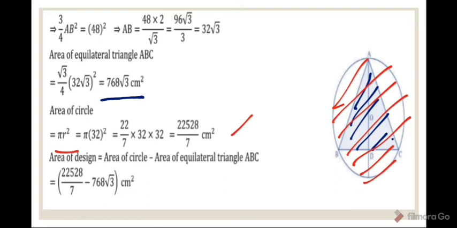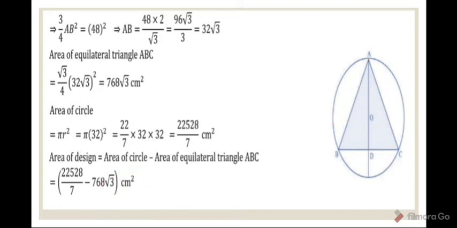So the area of the design will be the area of the circle minus the area of the equilateral triangle. Just put the value. No need to put the value of root 3, because in the question the value of root 3 is not given in decimal places. That's why just leave it as it is. This one is your answer.